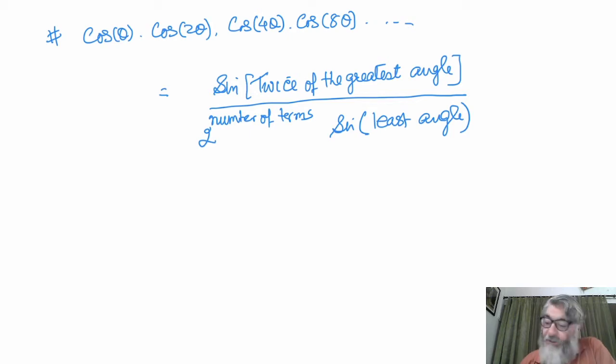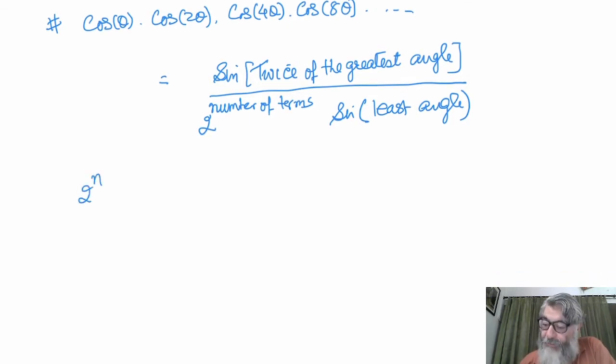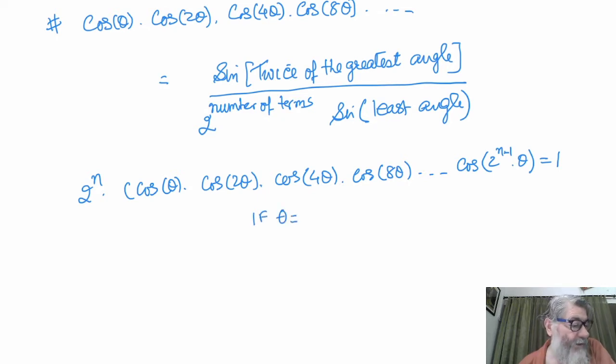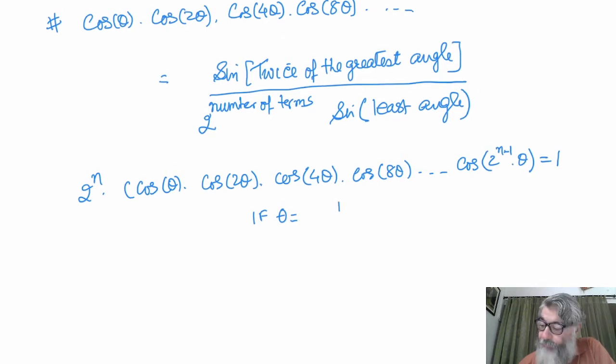For example, the question is 2 to the power n cos theta, cos 2 theta, cos 4 theta, cos 8 theta, and it goes till cos 2 to the power n minus 1 theta is equal to 1, if the value of theta is given as pi upon 2 to the power n plus 1.